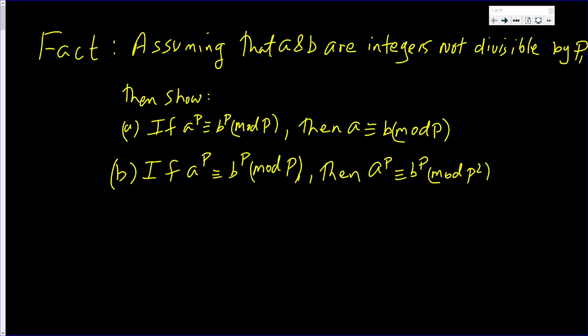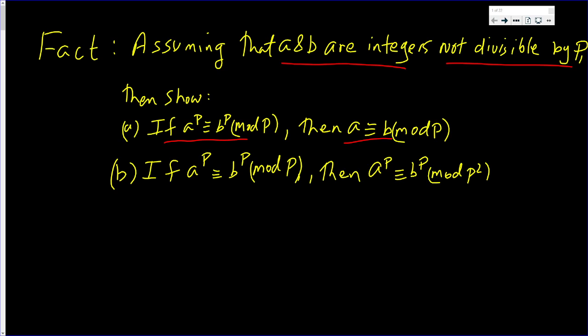In this video, we're going to prove the following two facts. Assuming that a and b are integers that are not divisible by a prime p, we need to show that if a to the p is congruent to b to the p mod p, then in fact a and b are congruent mod p.